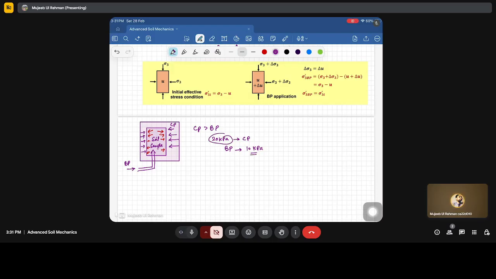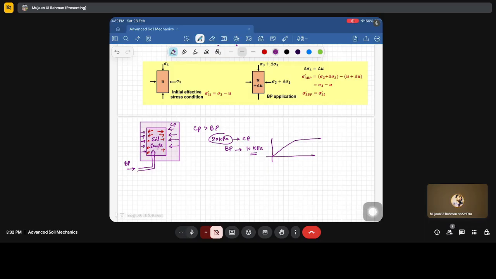Now when this 10 kPa is applied on the sample, some water will go into the sample. Let's assume this is the volume of water going into the sample. After some time, the volume of water going into the sample will become constant. At this point, the whole back pressure will get equilibrated in the sample.